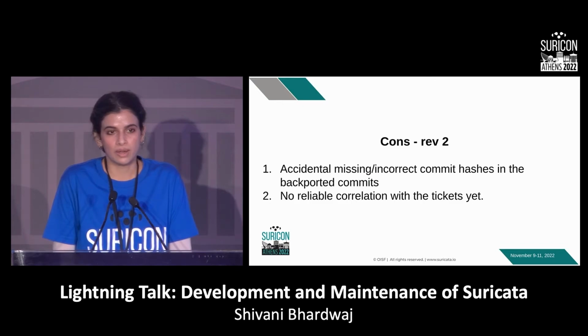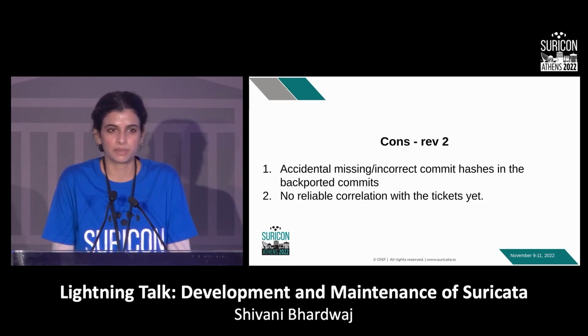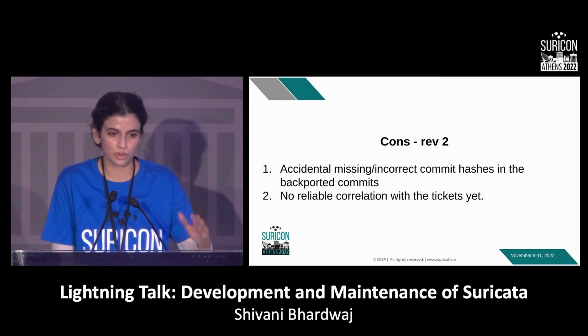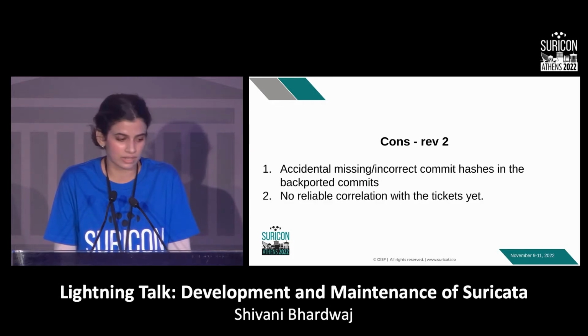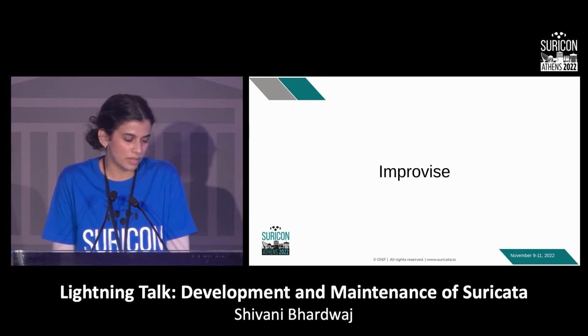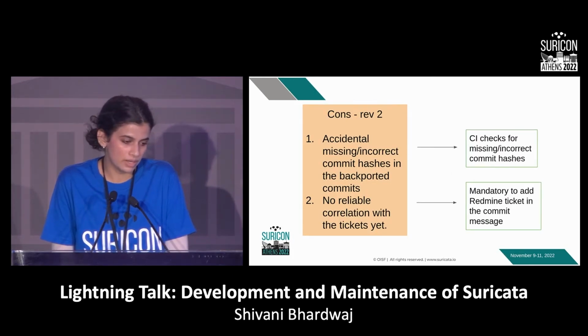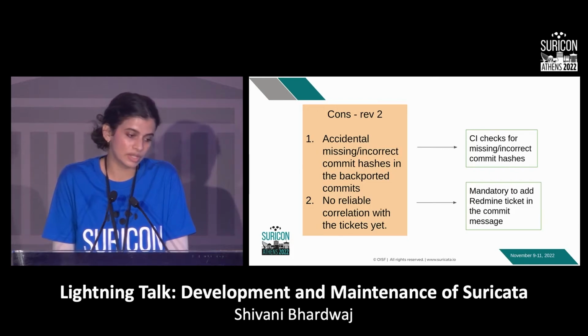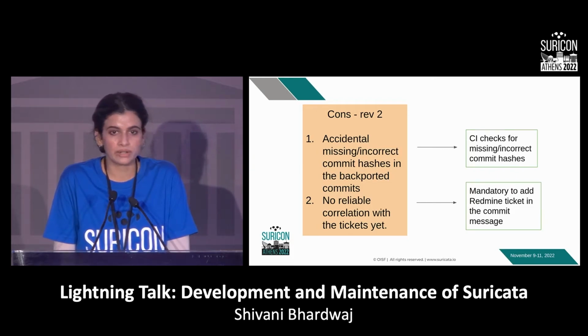So there would be one ticket which would take 5 commits to fix, but we would not be able to trace what all commits it took to fix that ticket. So we improvised on that by adding CI checks for missing or incorrect commit hashes.